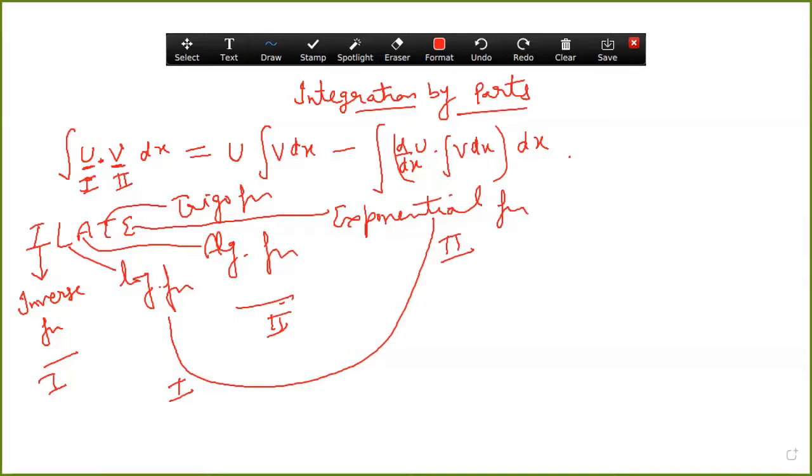Now we'll do questions using this method. This is not a hard and fast rule. In a few questions we have to change this concept, which one to take as the first function and second function.